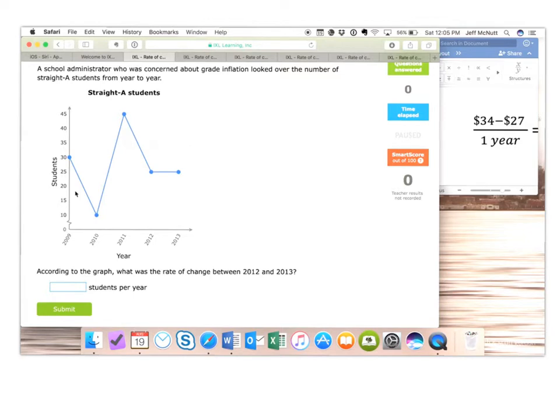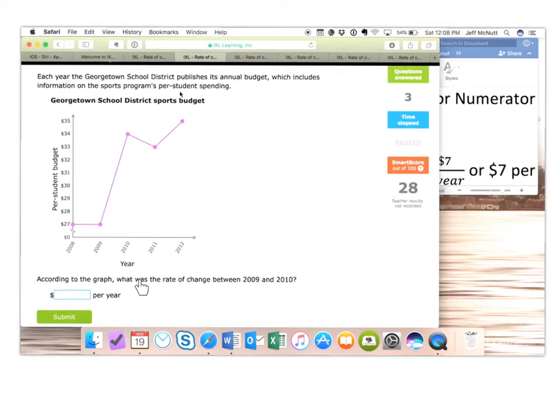Okay, next question. Each year, the Georgetown School District publishes its annual budget, which includes information on the sports programs per student spending. So according to this graph, here's the question. What was the rate of change between 2009 and 2010? So let's go over to 2009. We see there's $27 there. And 2010, there's $34 there.